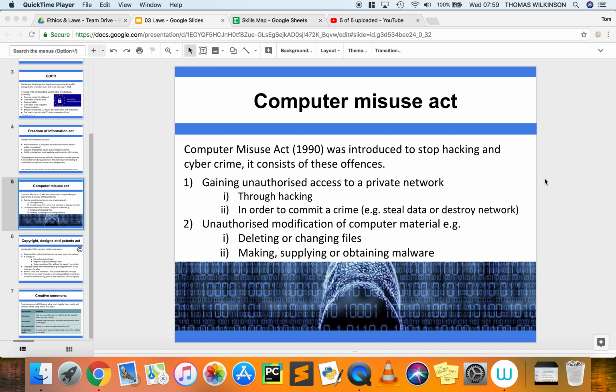So have a look at some longer answer questions related to this, and take on board the points about the idea that it's unauthorised access, and that should be all you need for an exam question on the Computer Misuse Act.